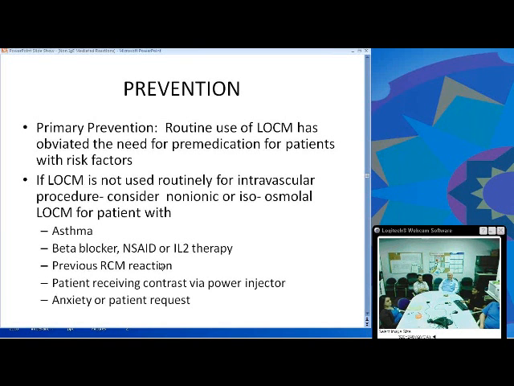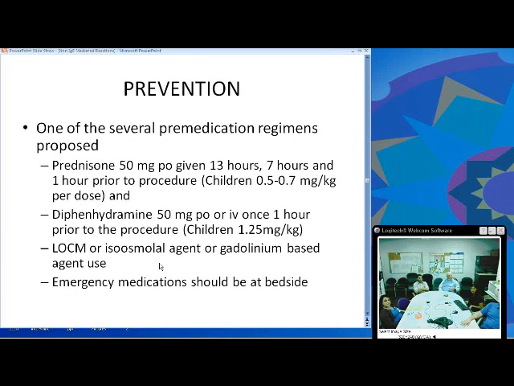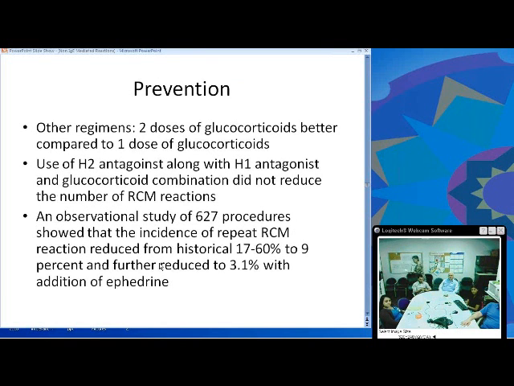Continue. So one of the several pre-medication regimens proposed is prednisone 50 milligrams given 13 hours prior, 7 hours prior, and then 1 hour prior to the procedure, along with diphenhydramine 50 milligrams PO or IV just 1 hour prior to the procedure. Along with those, yes, low osmolarity contrast media or isoosmolar agents should be used, and there are some gadolinium-based agents that can be used too, which are used routinely for MRIs. And then emergency medication should be administered for patients.